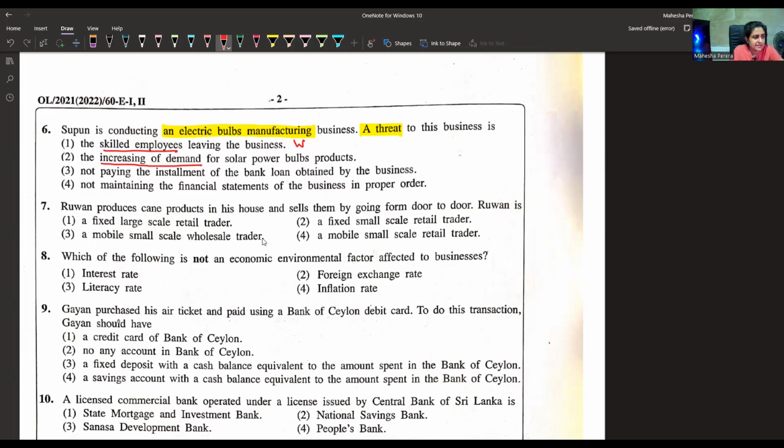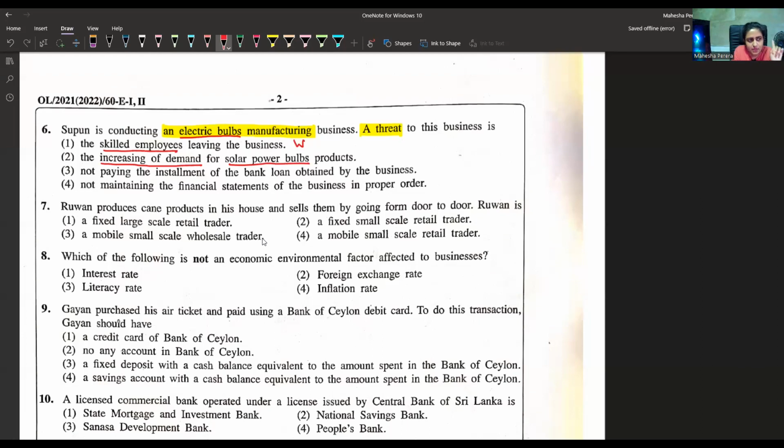The second one, increasing of demand for solar power bulbs. Now what is this business? They manufacture electric bulbs.